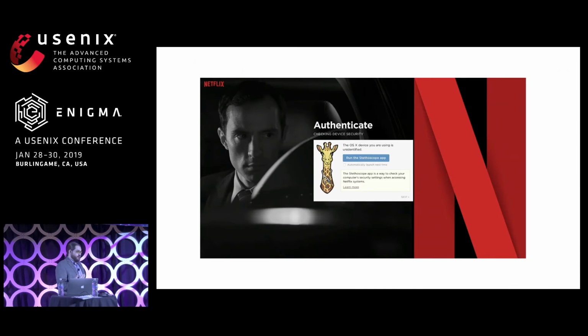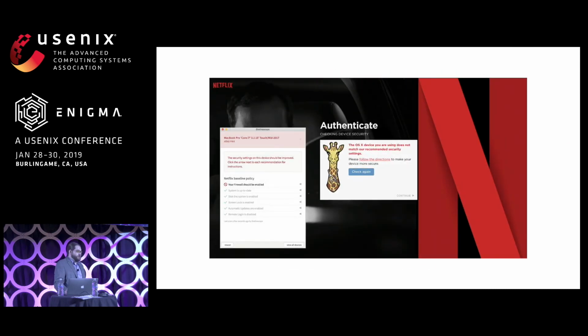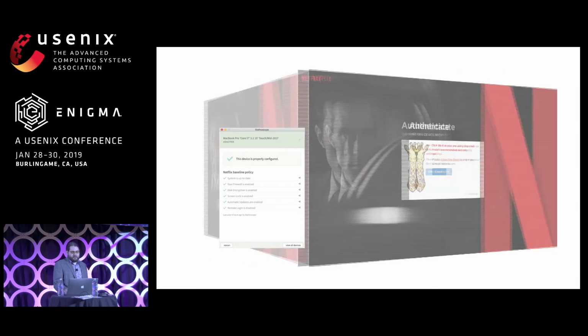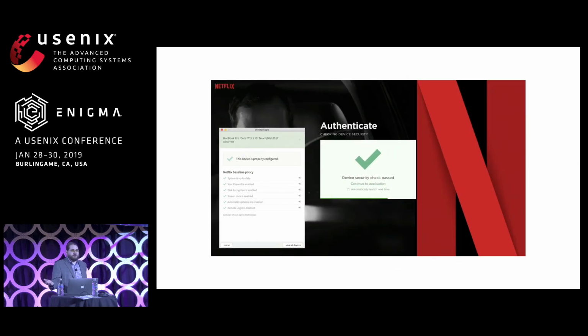If you go to an internal Netflix web app, you'll get the standard single sign-on pop-up, and it'll say, hey, run the Stethoscope app, and you can click the button and it'll run, or download and install and then run if you haven't installed it before. And if there's some kind of misconfiguration, you'll get a red screen that says, hey, you should fix this. In this case, the firewall should be enabled. It's not. So once you've gone through the steps to fix this, you can tell the site to check again, and it'll say, all right, everything is good, and you continue on to your application.